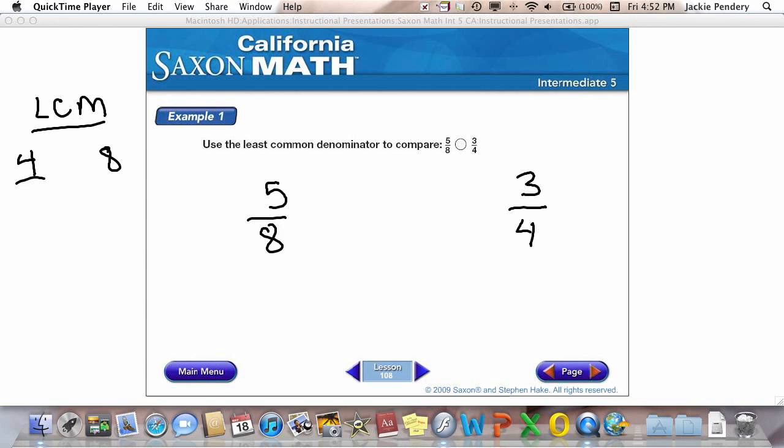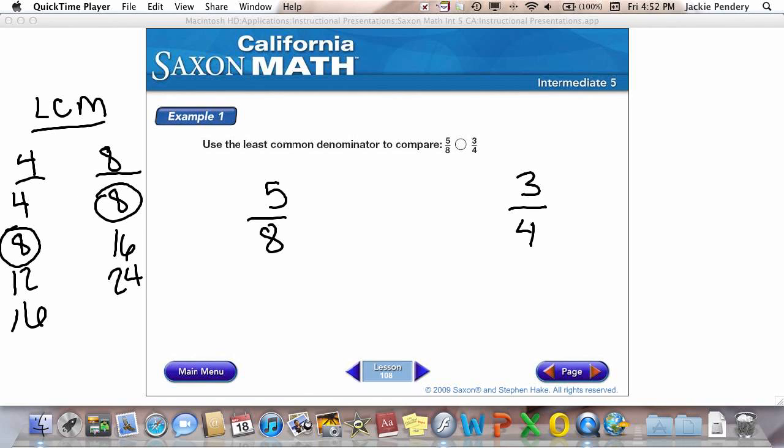So the least common multiple, whenever you hear that, you should think multiple. Least common multiple, I'm going to multiply until I find a number that I have in common. So 4, 8, 12, 16, and 8, 16, 24. And I see that the first number that I have in common between 4 and 8 is 8. So this means that 8 is my least common denominator.